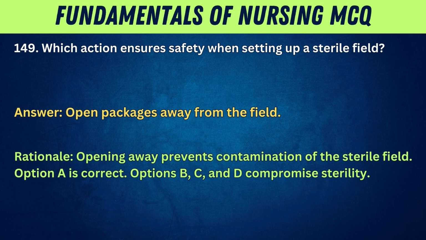Rationale. Opening away prevents contamination of the sterile field. Option A is correct. Options B, C, and D compromise sterility.